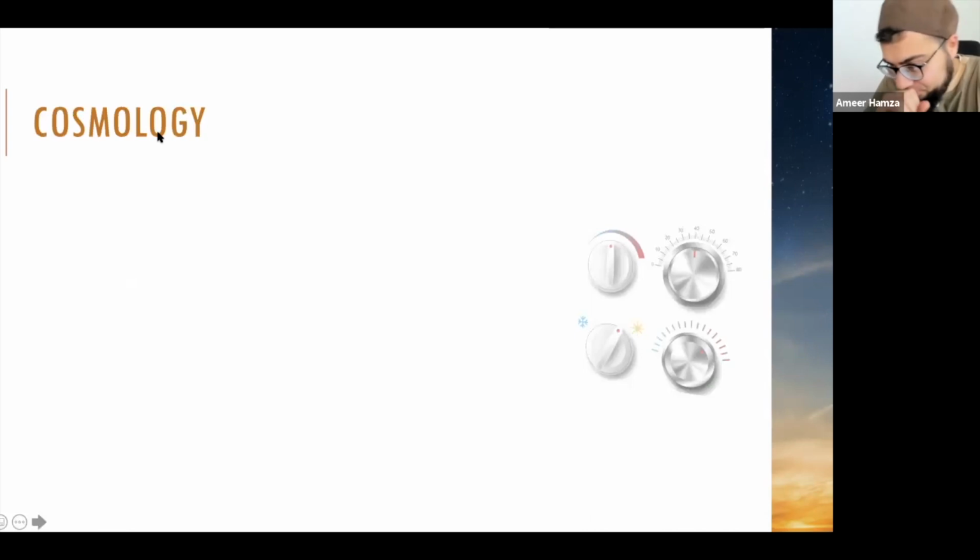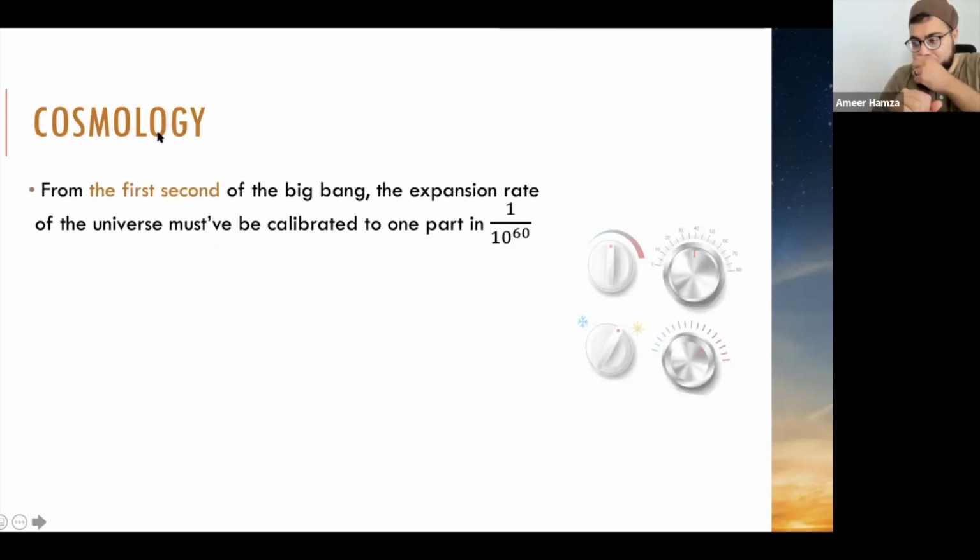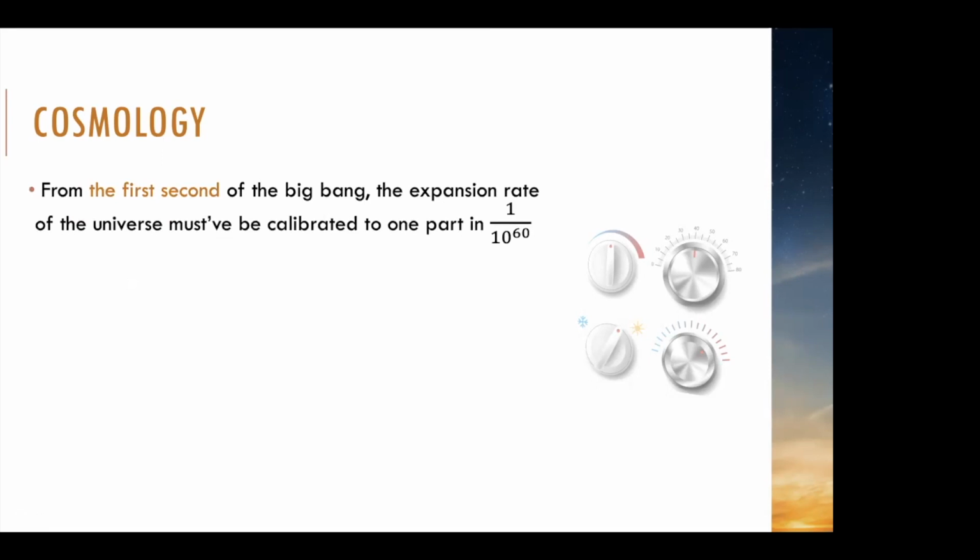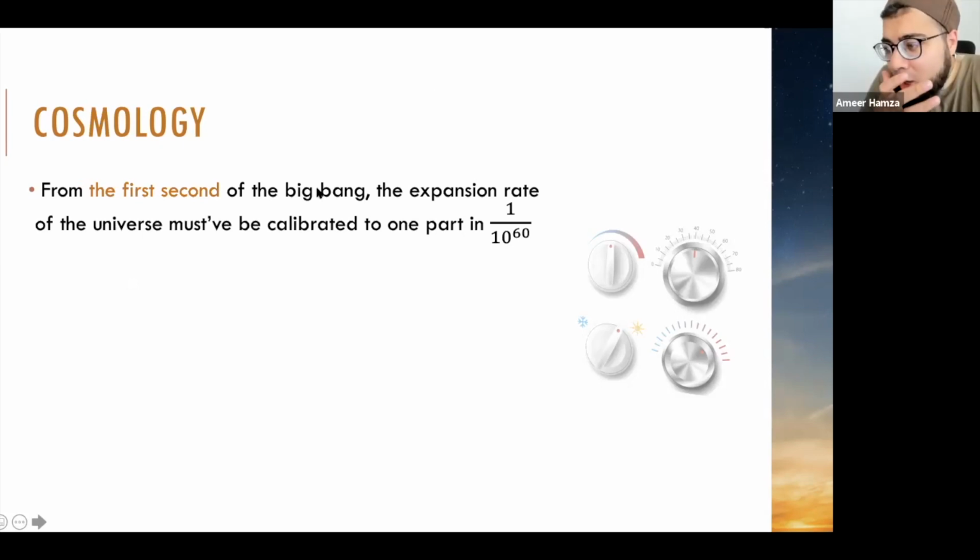Cosmology. Remember the dials, y'all. Remember the dials. So go ahead, Sister Nusa, just read this first. From the first second of the Big Bang, the expansion rate of the universe must have been calibrated to 1 part in 10 to the power of 60. Do you understand how crazy large that number is? To give you an idea of how big that number is, the total number of atoms in the universe is estimated at 10 to the power of 60. That's 60 zeros after 10.